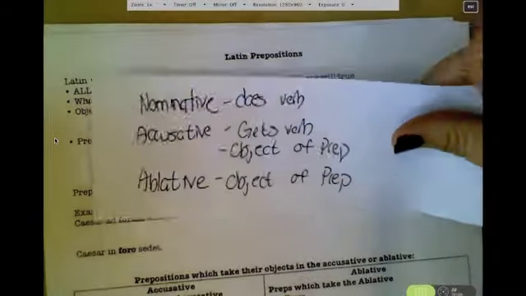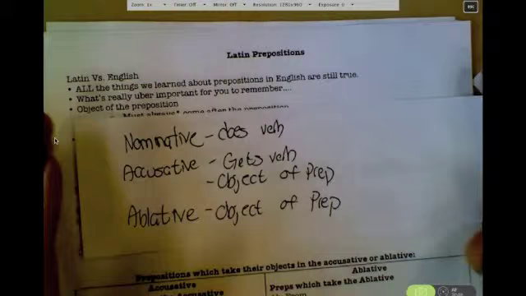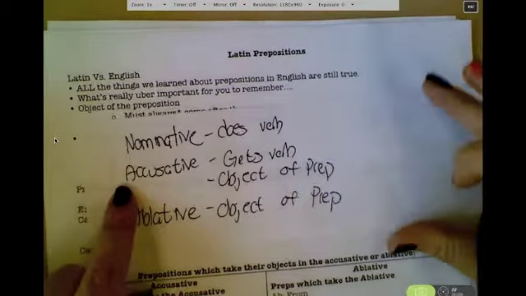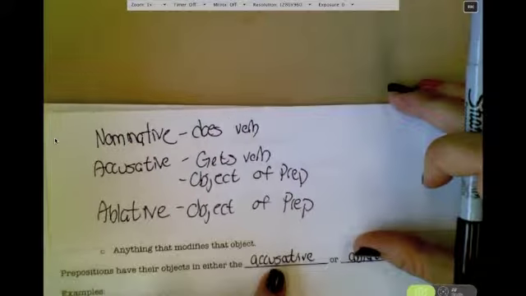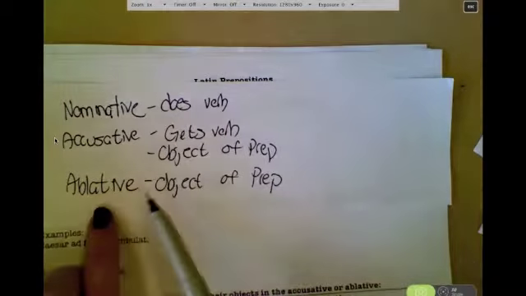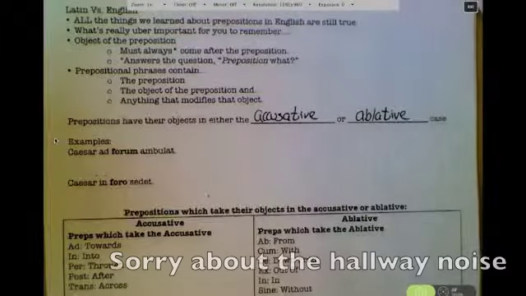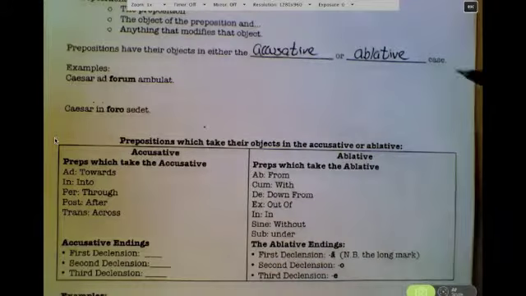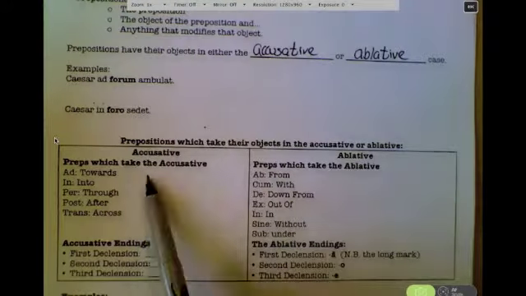Okay, so now you know 3 cases. You know the nominative, which does the verb. You know the accusative, which gets verbed. But now you also know that it can be the object of certain prepositions. Okay, and you have the ablative, which is also the object of a preposition. I'm going to jump down to here. Prepositions can either be accusative or ablative.